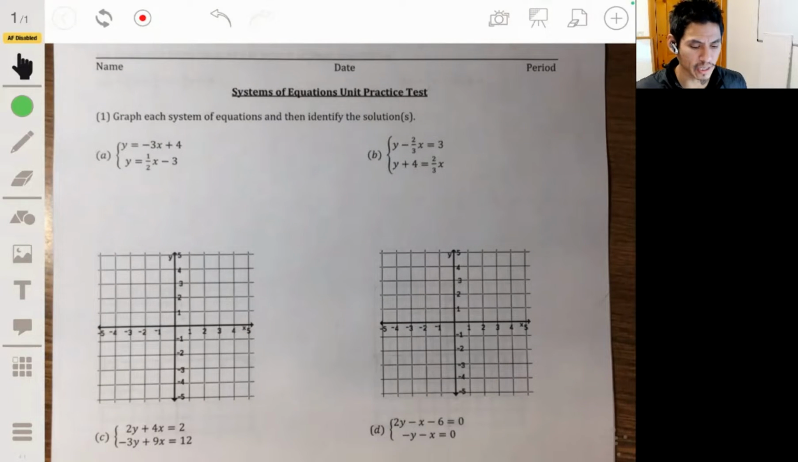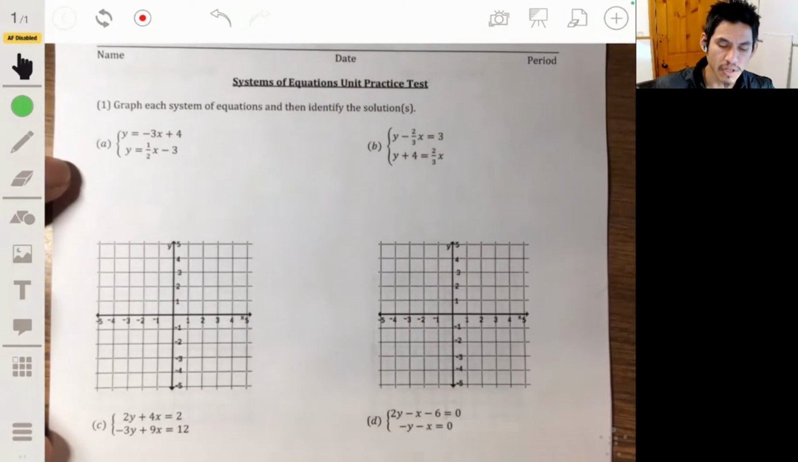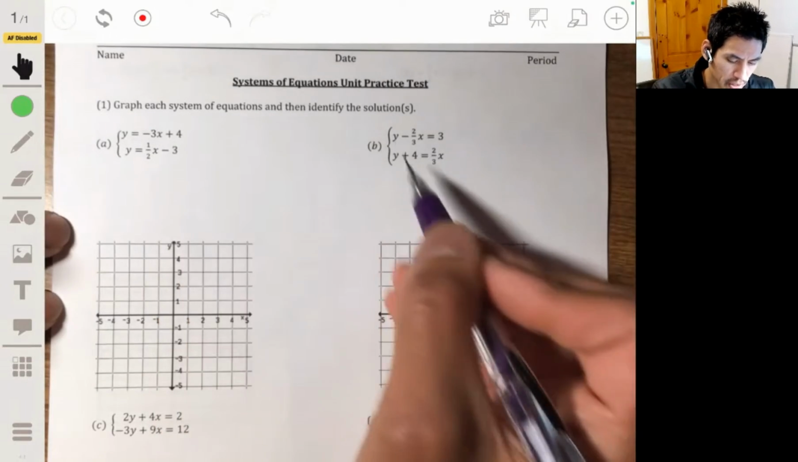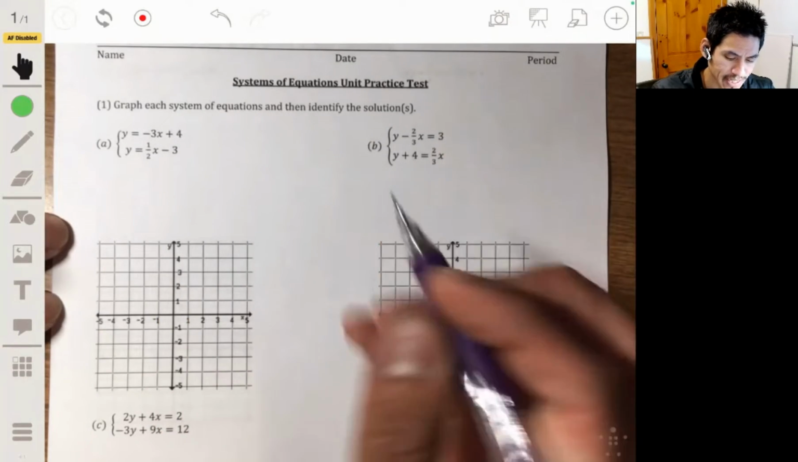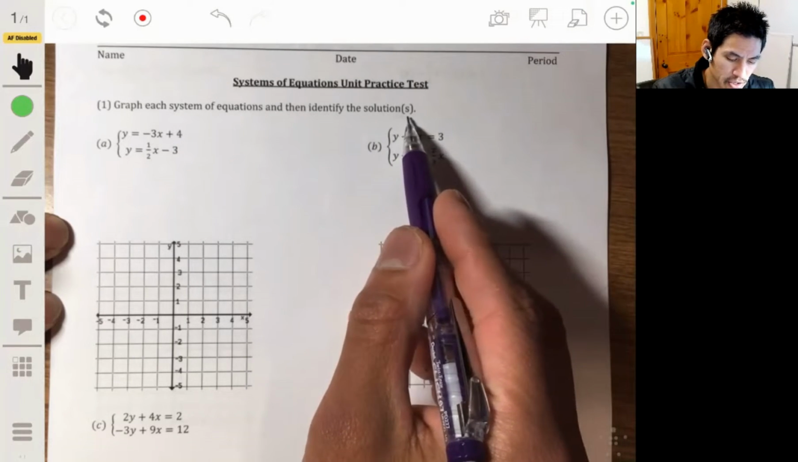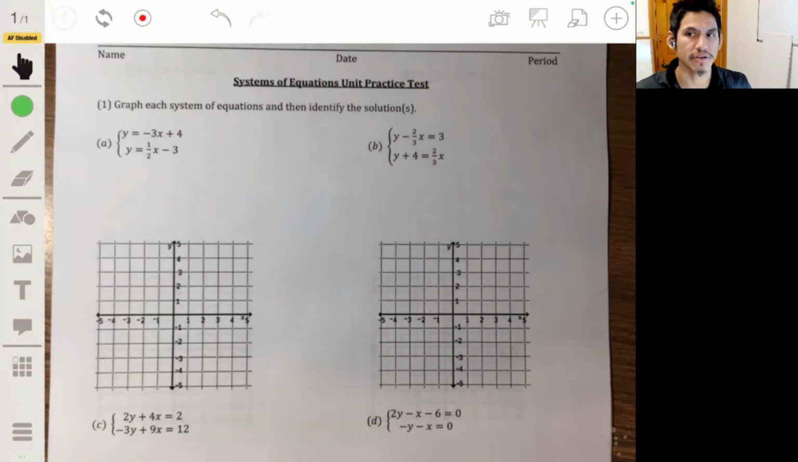But if you're completely lost, obviously you want to start with me, because I'm going to go over a lot of problems in this video. But here I go. So the first set of problems, we're going to be graphing these linear equations. And then when it says identify the solutions, you want to just see where they intersect. Wherever they intersect, if they intersect, it's going to be a solution.